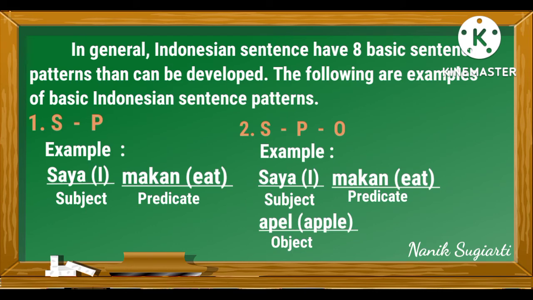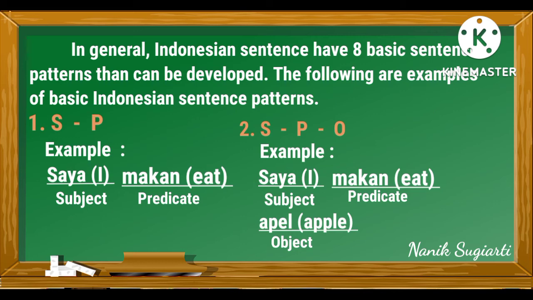In general, Indonesian sentences have 8 basic sentence patterns that can be developed. The following are examples of basic Indonesian sentence patterns. 1. SP. Example: Saya, I, subject, makan, eat, predicate.